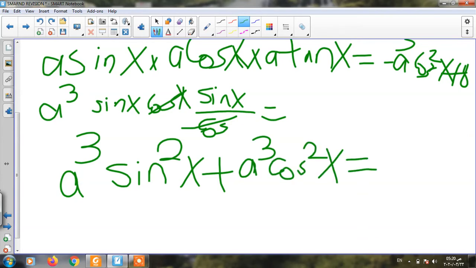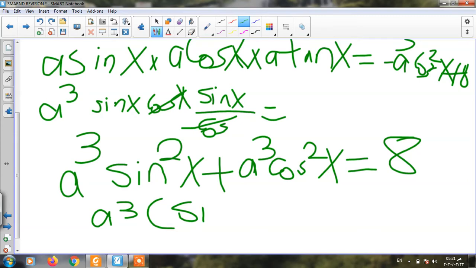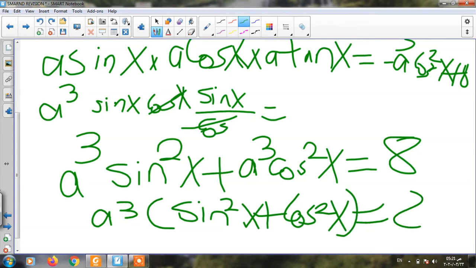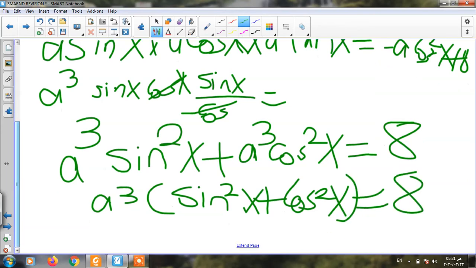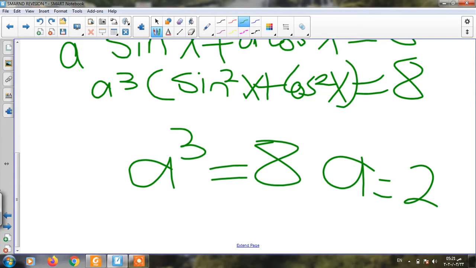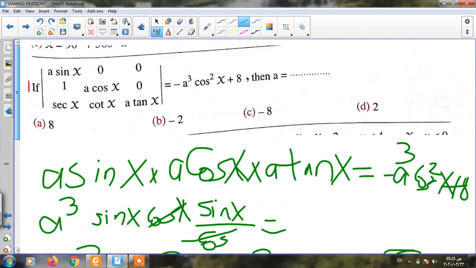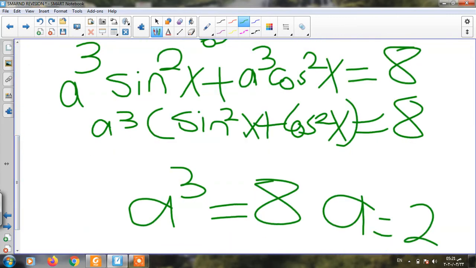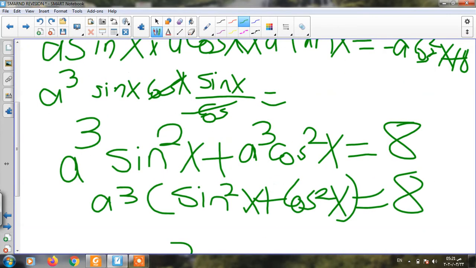What about taking a cubed as a common factor? Yes, it's going to be sin squared x plus cos squared x. Sine squared plus cosine squared for any angle is going to be 1. Now we have a cubed times 1. It's going to be a cubed equals 8. Then a will be 2. So the choice is number D. We choose number D.